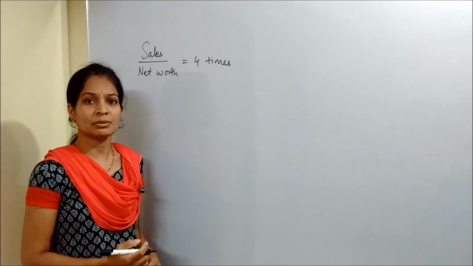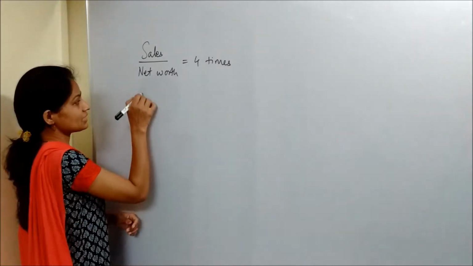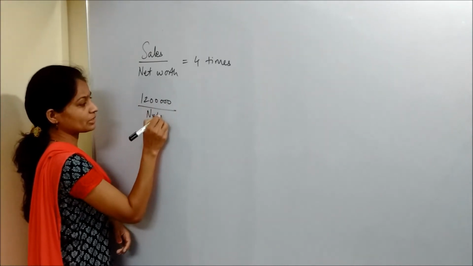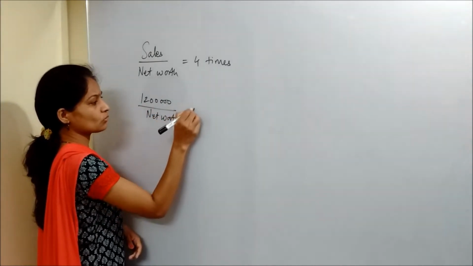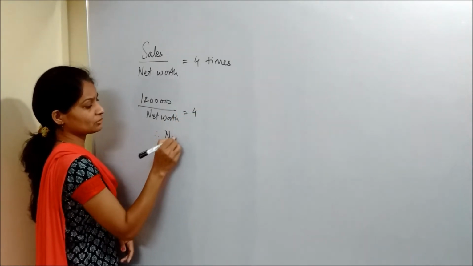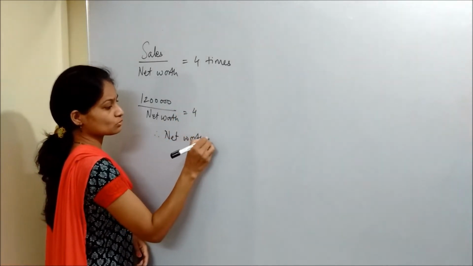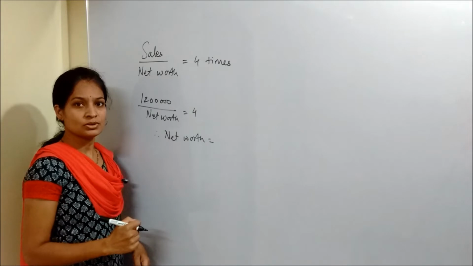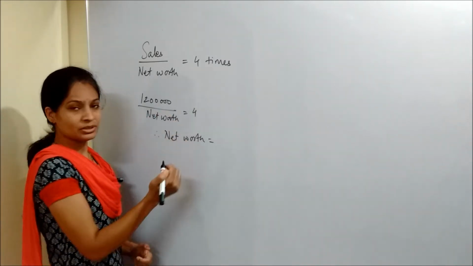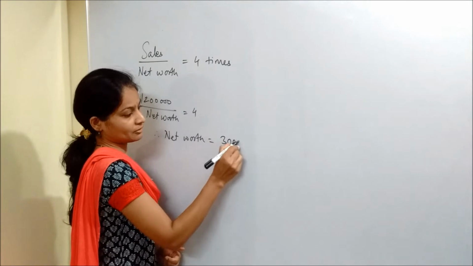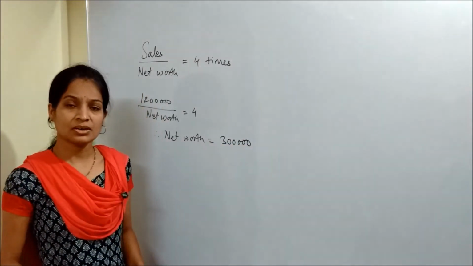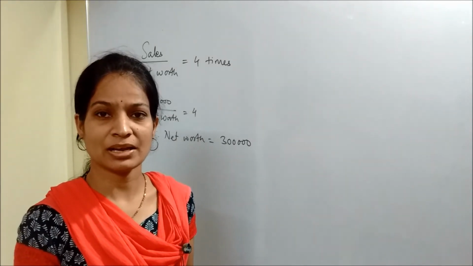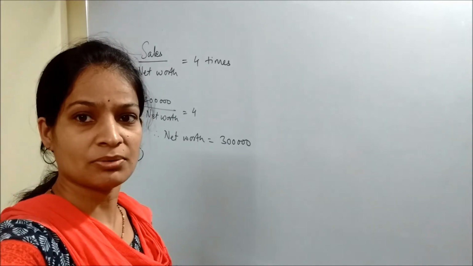If you put the amount of sales in the given formula, sales is 12 lakh. Net worth we do not know, so I am writing it as it is, equals 4 times. So net worth will come to this side: 12 lakh divided by 4. Net worth comes to 3 lakh. Now we'll see where you can use this net worth amount to find out some other component of the balance sheet.